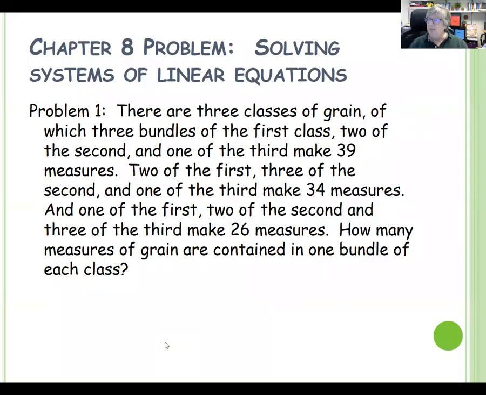Okay. There are 3 classes of grain, of which 3 bundles of the first class, 2 of the second, and 1 of the third make 39 measures. All right, so each bundle of grain has a certain number of measures in it. And the first class has more measures than the third class. Okay, third class is the lower class. So the first class has more measures than the second class, which has more measures than the third class. We'll see that with our answer at the end. Okay, there are 3 classes of grain. I'm getting tangled up here. Let me write over here. This is the grain problem.